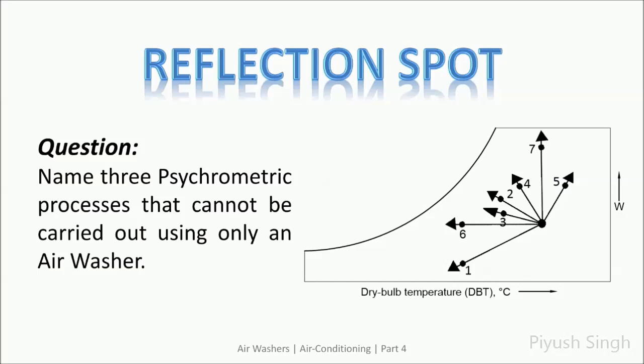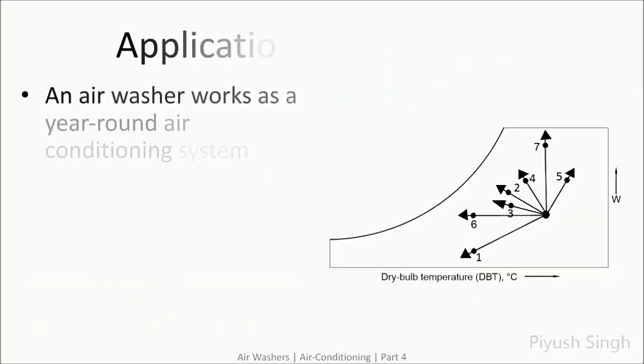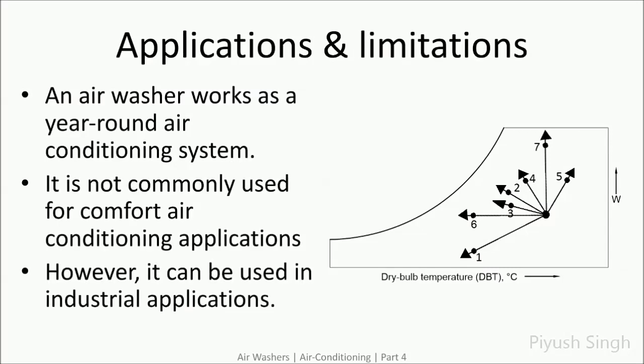If we look at the skeleton of the psychrometric chart, the processes that are missing here are sensible heating, dehumidification, and heating and humidification. Looking at all the processes that can be carried out, it is apt to say that air washers can work as year-round air conditioning systems.